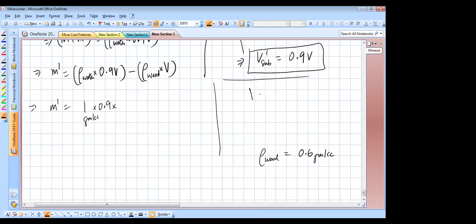Now V is 20 centimeter whole cube. That is 8 into 10 raised to 3, the volume. Okay. So substitute all that over here. So 0.9 into 8 into 10 raised to 3 in cubic centimeters. This.